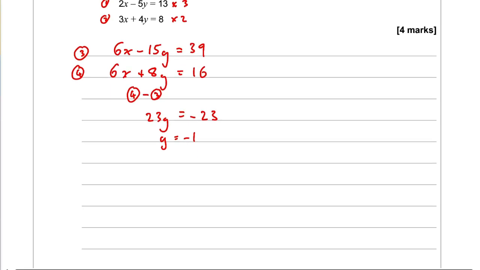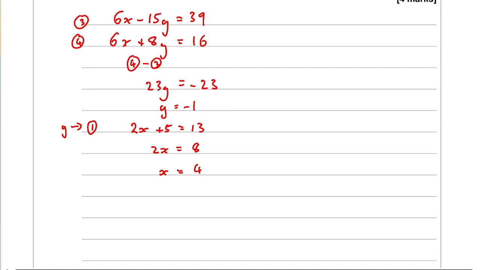Right, I'm now going to substitute that value for y into my first equation. First equation or second equation, it doesn't really matter. We'll go for the first equation. So that is 2x minus 5 lots of minus 1, which would just be plus 5, is equal to 13. Minus 5 from both sides, 2x is equal to 8. So x is going to be equal to 4.